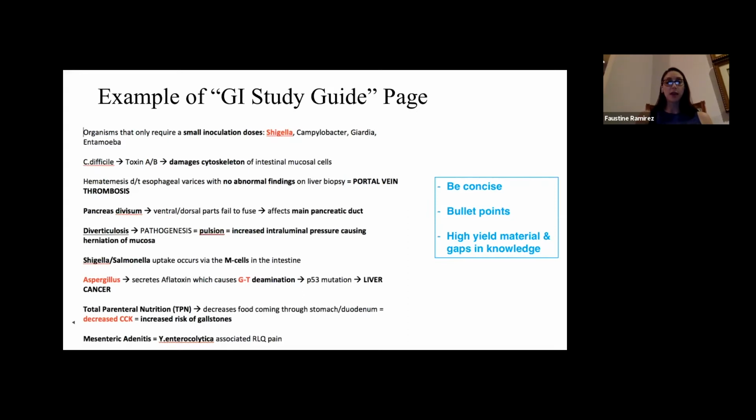And then I recommend a strategy that I used during both my preclinical years and STEP studying about how to use this study guide to review your weak areas. So next I'll talk about how to use the study guide.